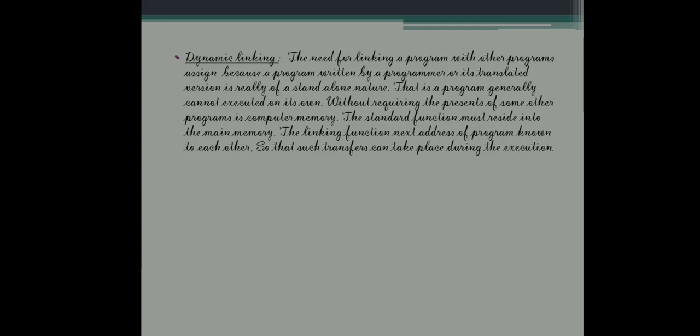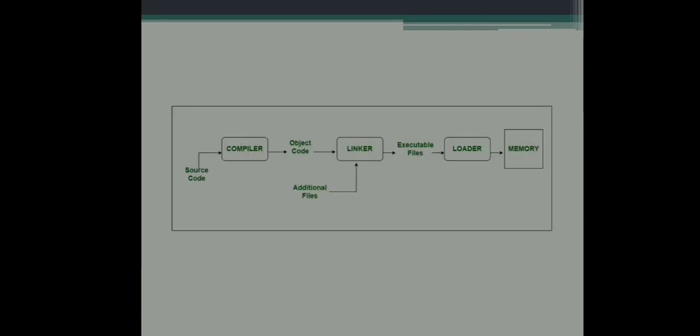This is the structure of dynamic linking and loaders. The source code goes to the compiler that converts it to object code, goes to the linker, that is an additional file, and executable files, then the loader, then to the memory.